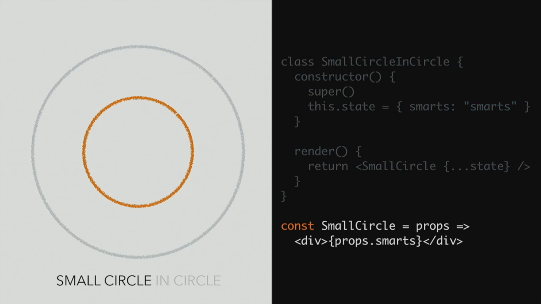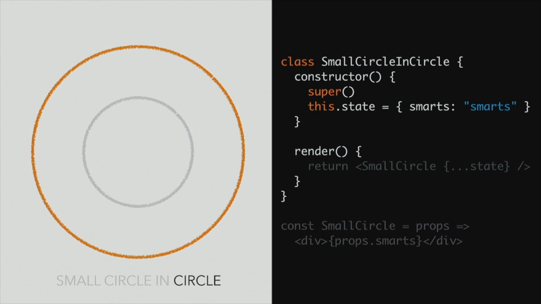Okay, so let's start with small circle. Small circle is very simple. This is a component. It's just a function called small circle. It takes some props, and then it returns a React element that uses those props. Super simple.